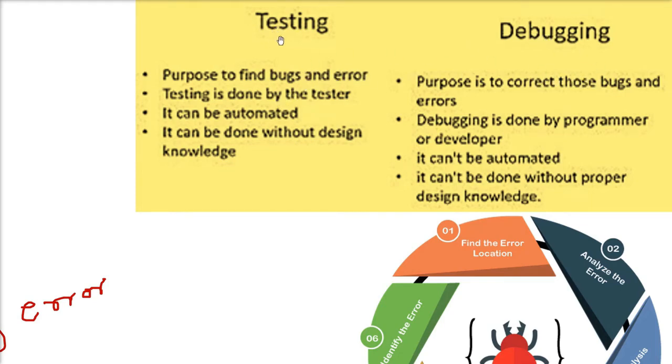Testing is normally done by the tester, the ITG, the independent test group. But debugging is done only by the programmer or the developer, because he has to locate and then remove the error. Testing can be automated; we can do static analysis and dynamic analysis. Debugging can't be automated. Testing can be done without design knowledge, because you can do black box testing or gray box testing. But for debugging, you have to go inside; you need to know the code and the design of the software or the application. Only then may you be able to locate and fix the error.